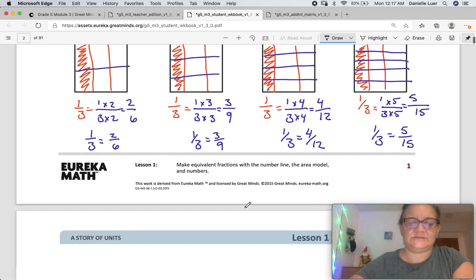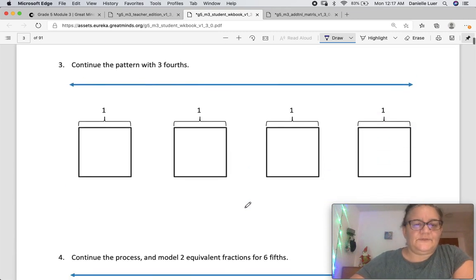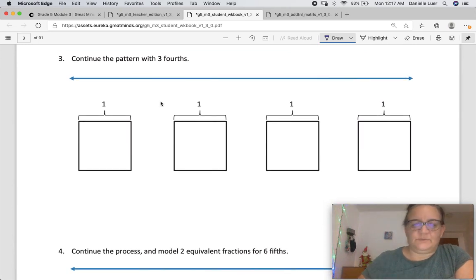Okay, next page. 3/4. Ooh, this one's more tricky. Here's my number line. There's 0. There's 1. Okay.